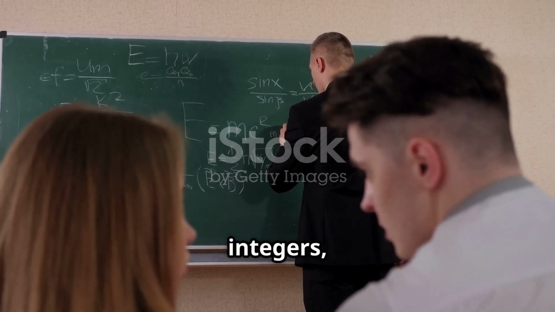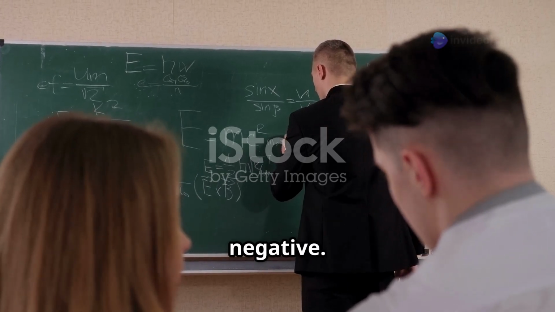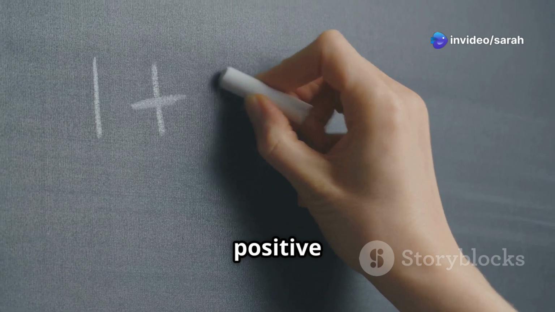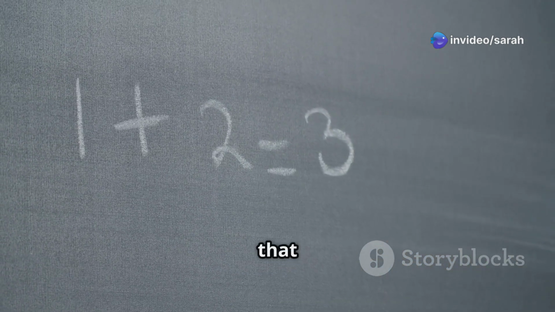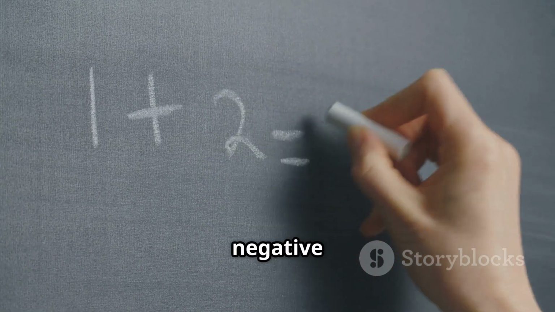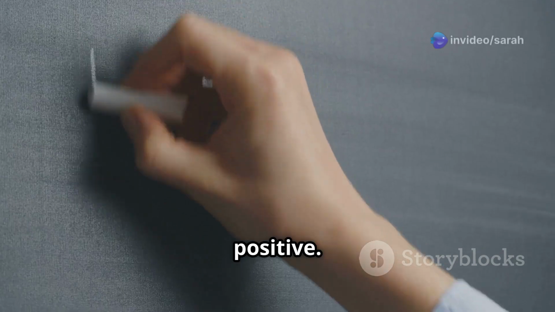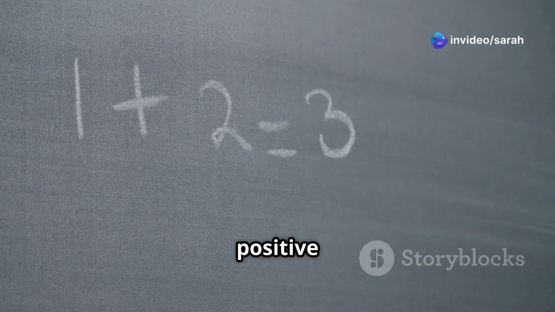When you divide two integers, you need to pay attention to whether the numbers are positive or negative. If the signs are the same, both positive or both negative, the answer is positive. This means that when you divide a positive number by another positive number, or a negative number by another negative number, the result will always be positive. For instance, dividing 8 by 4, both positive, gives you a positive 2.